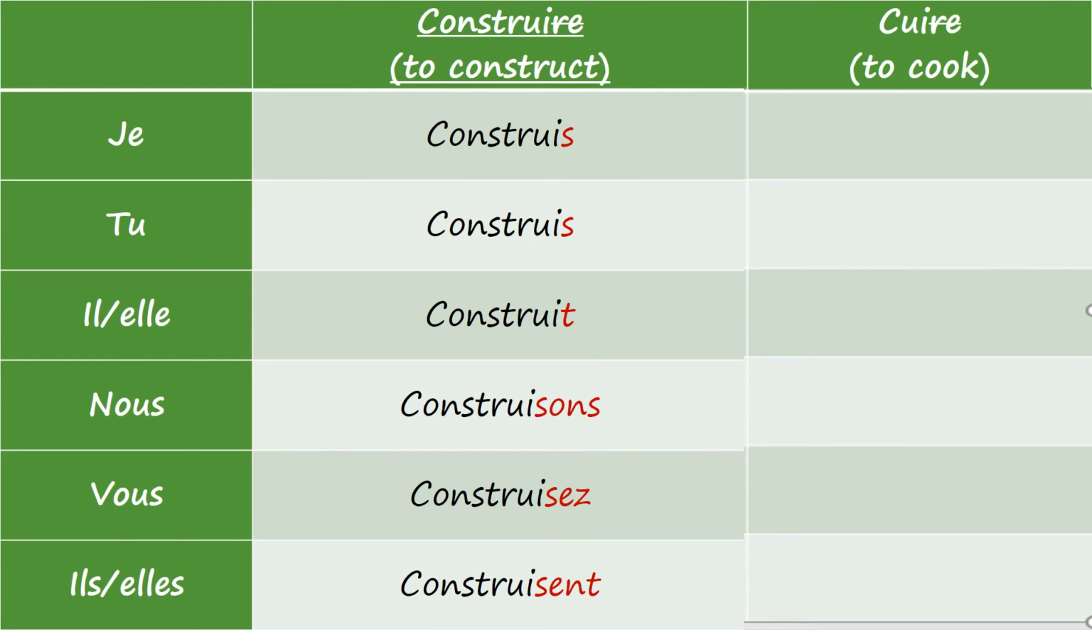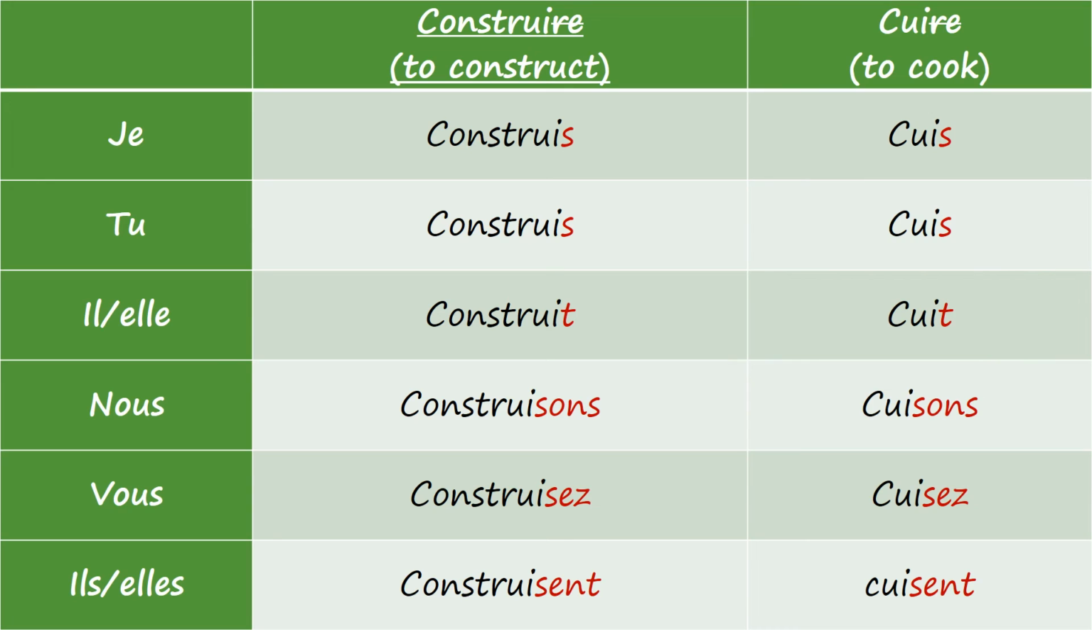Construire and cuire will also be the same. Construire: je construis, tu construis, il construit, nous construisons, vous construisez, ils construisent. Cuire: je cuis, tu cuis, il cuit, nous cuisons, vous cuisez, ils cuisent.